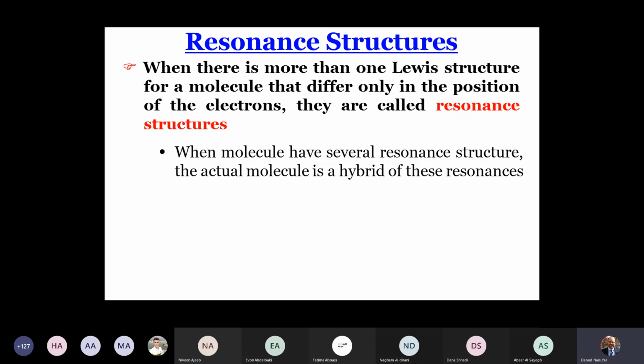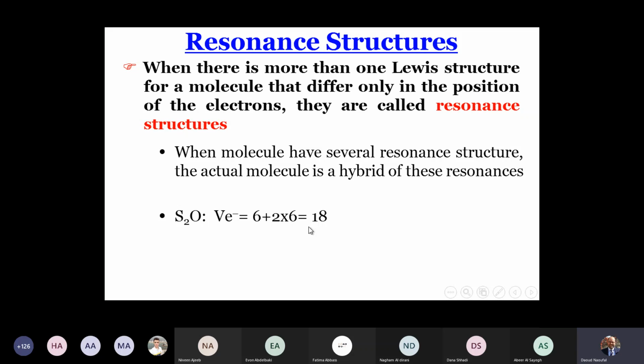In the first, we have a double bond between O and C and a double bond between C and O. In the second, we have a triple bond between O and C, and we have a single bond between C and O. So the main difference is the distribution of the valence electrons. These two structures are called resonance. So the resonance structures are structures for a molecule with the same total valence electrons, the same order of atoms, but they differ in the distribution of the valence electrons.